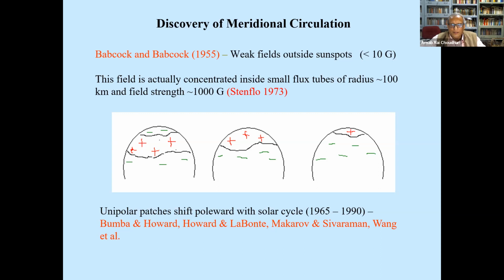From the mid-1960s, several observers discovered that on the solar surface, there are some belts of latitude in which this weak field has one particular sign, and with the progress of time, these belts shifted poleward.